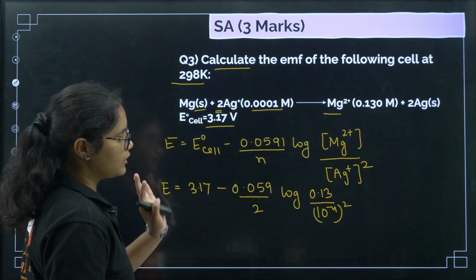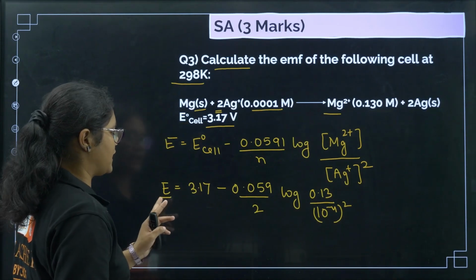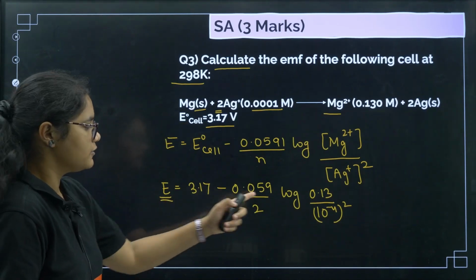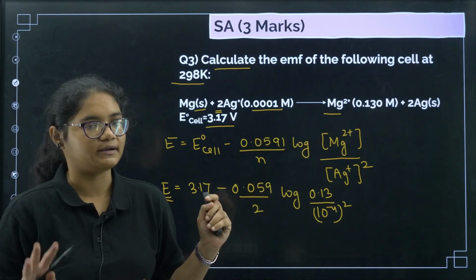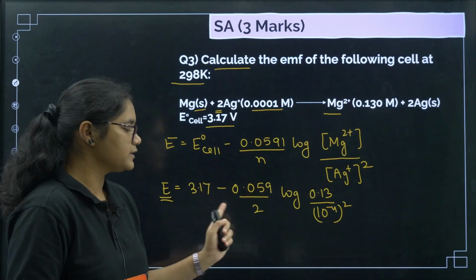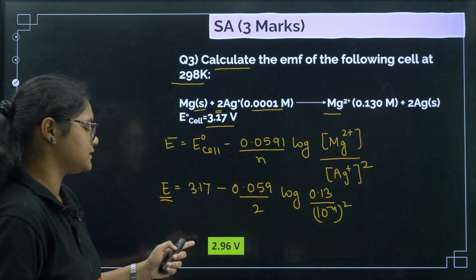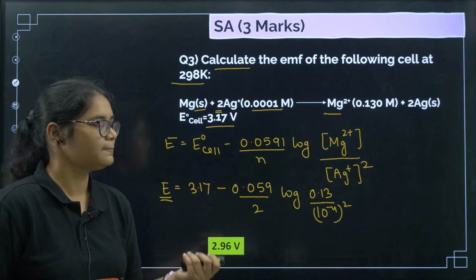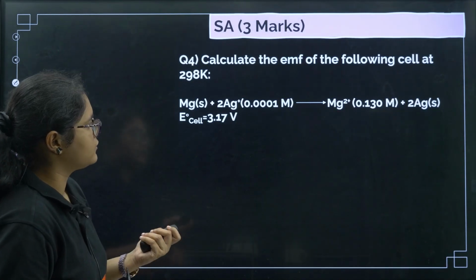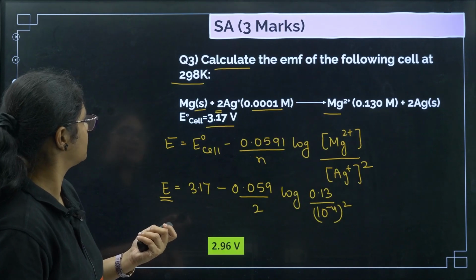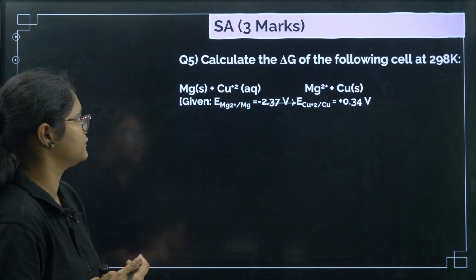Okay, so now you have to solve this value and calculate the value of E. Here you need a log table. You need to ask your invigilator to give you a log table. They will definitely give you. After that you can solve this question and you will be getting an answer around 2.96 volt. Okay, fine. Next question, calculate the EMF of the following cell. Okay, this is the same question repeated. Okay, fine. Next question.